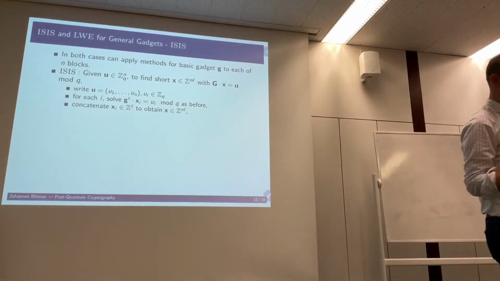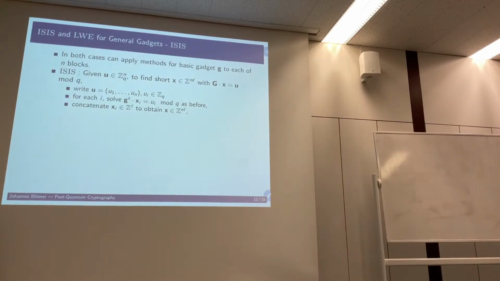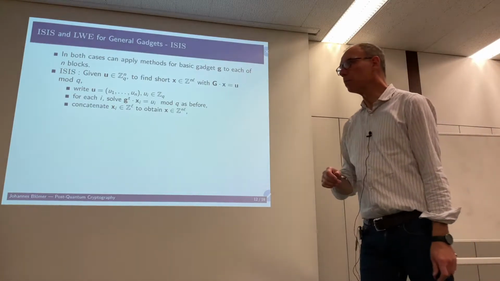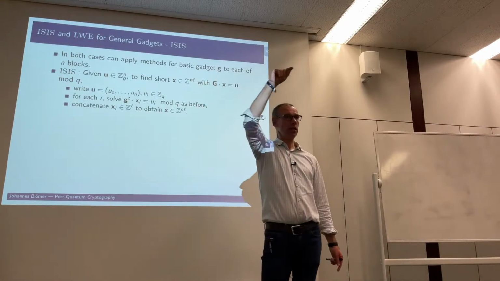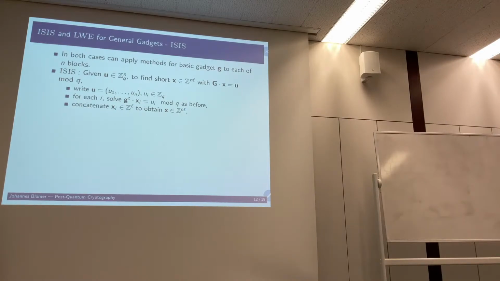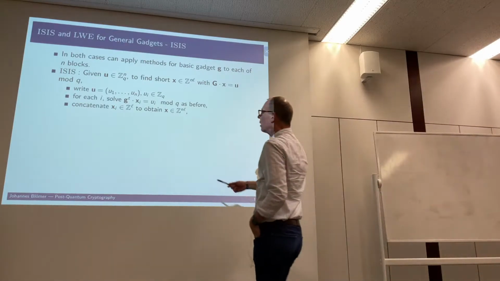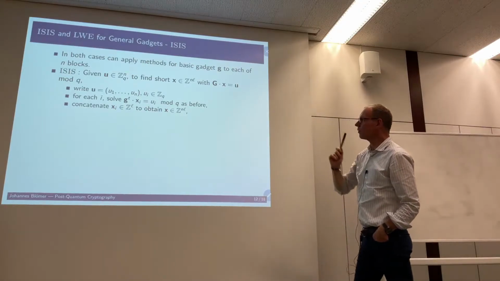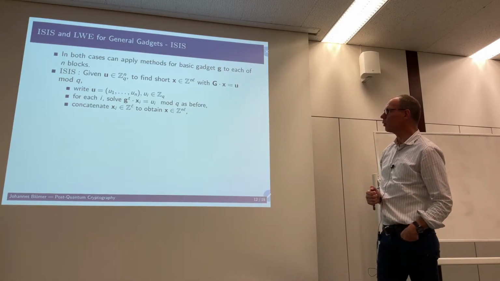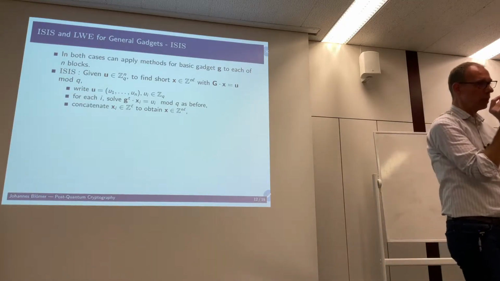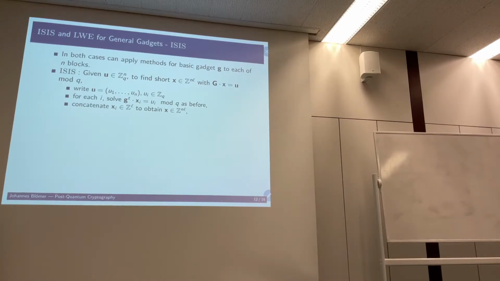Now we are given a vector u in Z_q to the n. And we want to find a vector x, which now is in Z to the n times L, because our matrix G has n rows and n times L columns, so x is of length n times L, and the result is of length n. Okay. And what we do is we write our u in terms of its coordinates, the ui's, and then for each i, we solve g transpose times xi is equal to ui, where the xi now is an L-dimensional vector. Okay?